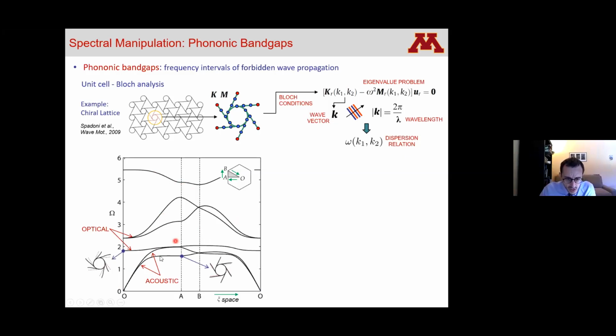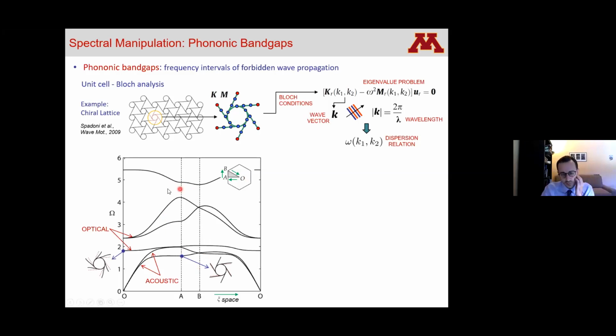Now, for each eigenvalue, I have a corresponding eigenvector, and the eigenvector represents a mode shape of the unit cell, so a deformation mechanism that the unit cell can experience that corresponds to that frequency, to that eigenvalue.